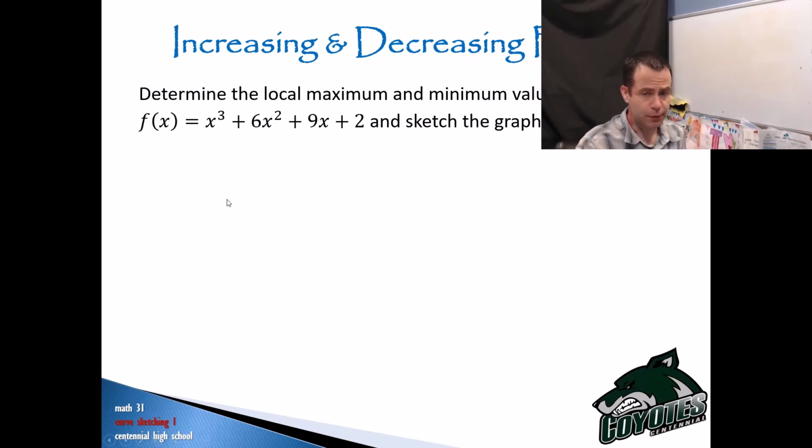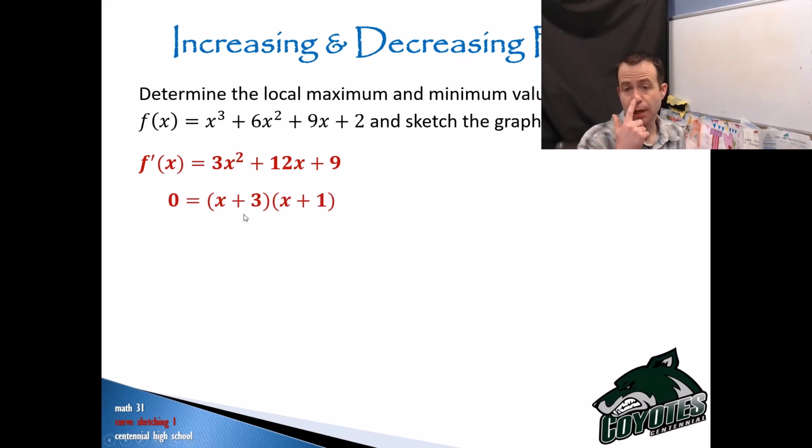Okay, so the first thing we're going to do is find the derivative. So that's 3x squared plus 12x plus 9. Now I want to find those critical numbers, so I set it equal to 0. We've already done this particular question, so I went straight to the answer. This was one of the previous questions we had looked at. So 0 equals 3 times x plus 3 times x plus 1. So I know I've got x equals -3 and -1. Those are going to be my critical numbers that I need to test.